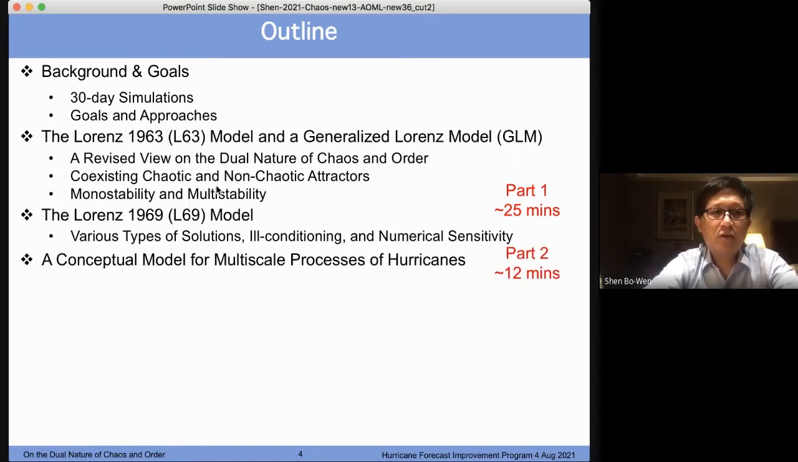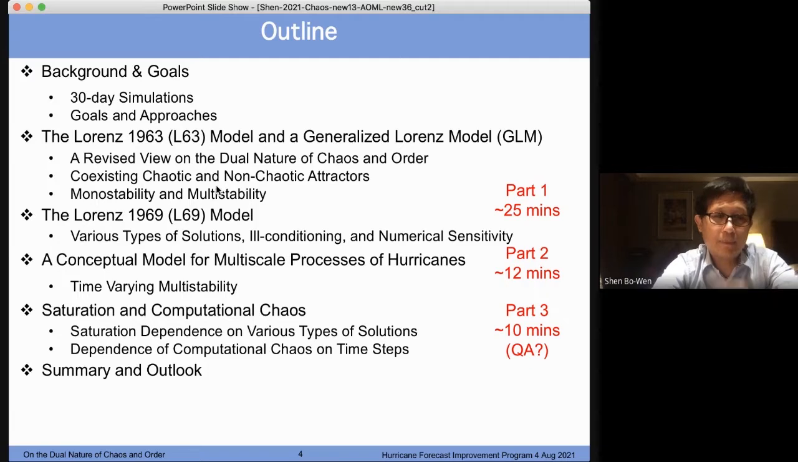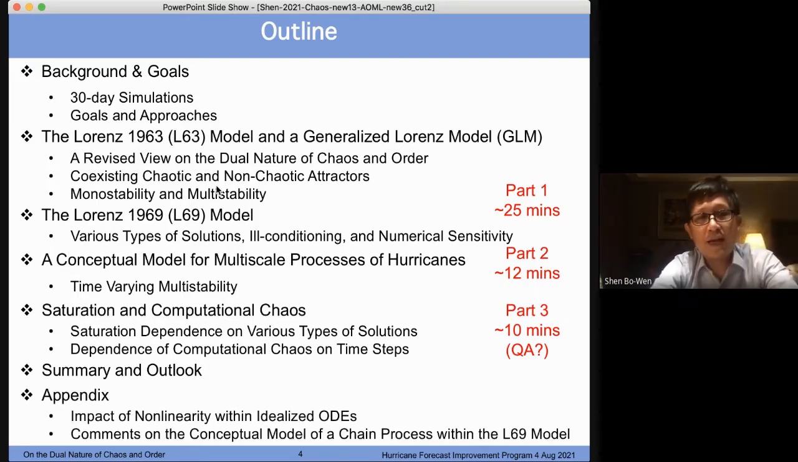In part two, we are going to revisit conceptual multiscale models based on time-varying multistability from the generalized Lorenz model. In part three, we are going to present additional features of Lorenz models that can help us analyze the data from real-world model simulations. At the end, I will give a summary. In the appendix, I have additional slides that discuss the impact of nonlinearity using idealized ODEs, and also provide comments on the conceptual model of trend processes within the L69 model.